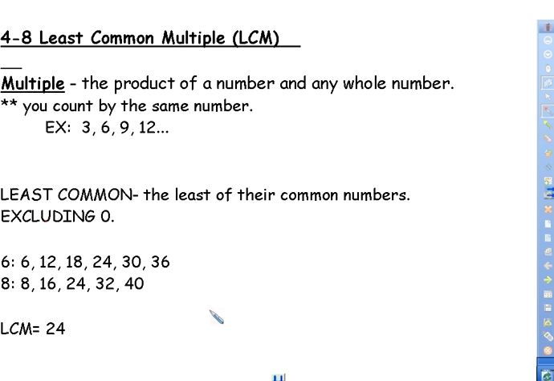So going back to the word multiple, that is again the product of a number and a whole number. You can also call it by saying that you're going to count by the same number. So for example, the multiples of 3 would be 3, 6, 9, 12, which is the same thing as saying 1 times 3, 2 times 3, 3 times 3, 4 times 3. Obviously, the next one is 5 times 3, so this would be 15, and so on.